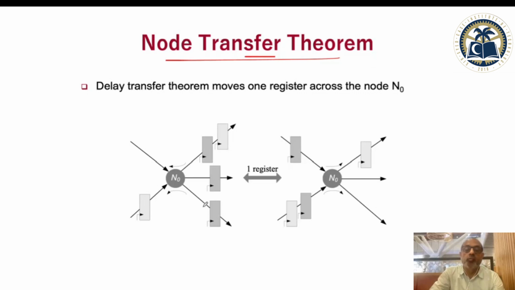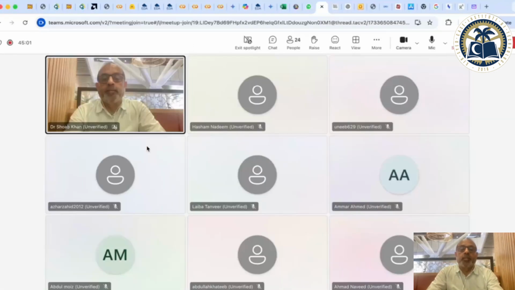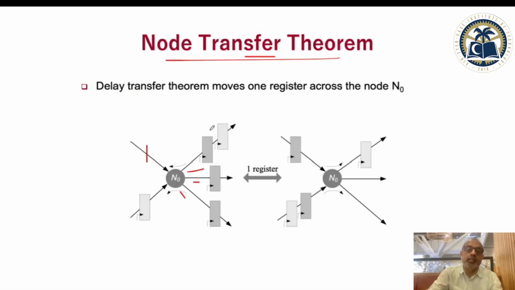Another way of moving registers in your design is called the node transfer theorem, where you can move registers from a node's outgoing branches to its incoming branches, and vice versa. Now, obviously, I cannot move a register across this node because I don't see any register on this branch. But on the other hand, I see a register here, here, and here. So there are three registers. If I move these three across this node, I'll be able to reduce the number of registers and maybe make better use of them.